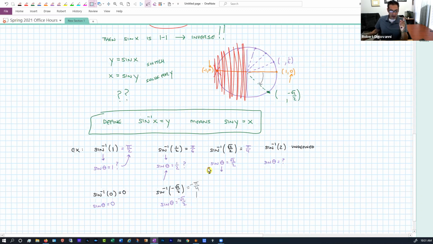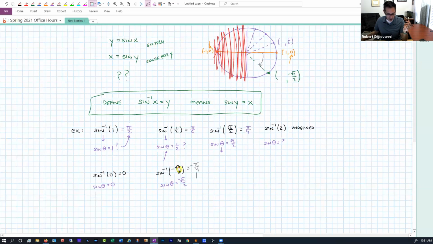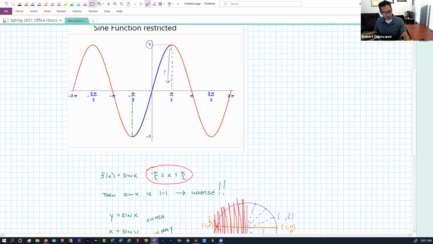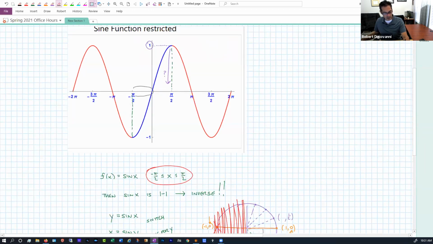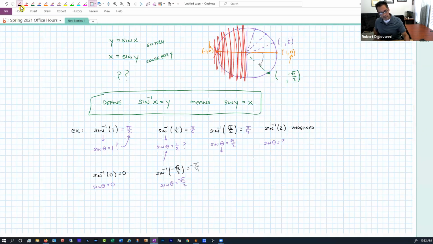And again, that goes back to this picture. If we're trying to figure out where the y value is negative, the y value here is negative root 2 over 2, the angle has to be somewhere in here because we get negative values here as the output. So it's going to correspond to some negative value between 0 and negative pi over 2, which in this case is negative pi over 4. Let's do another one.